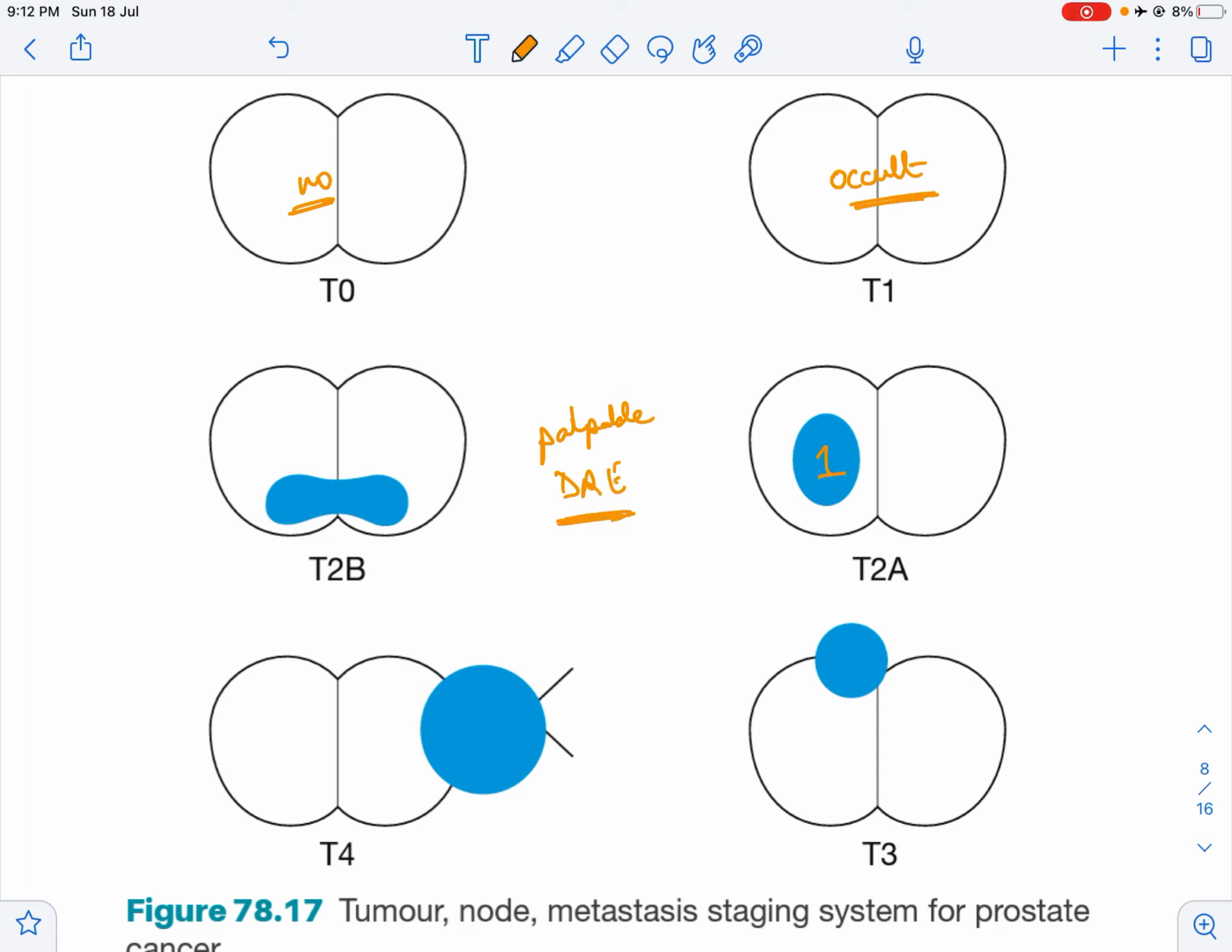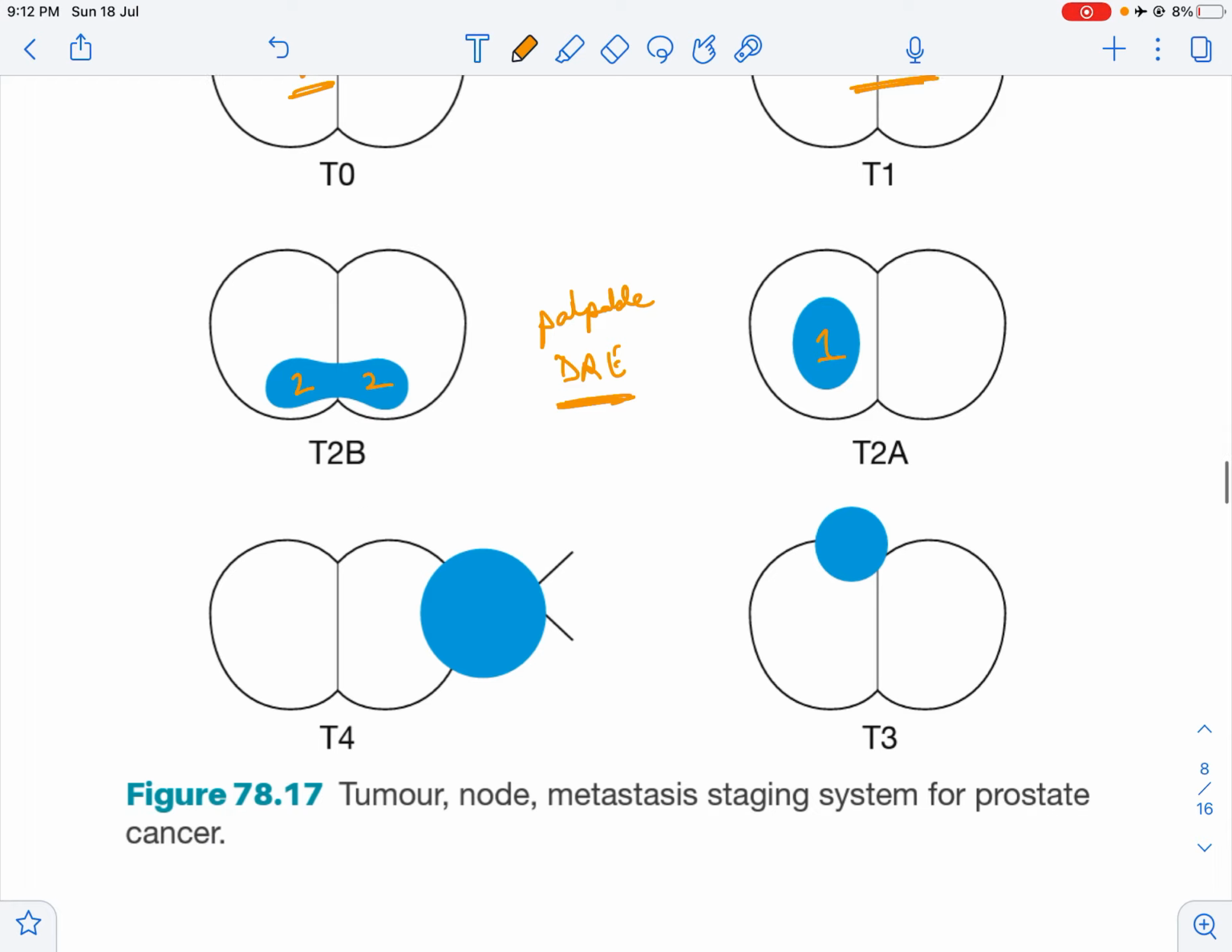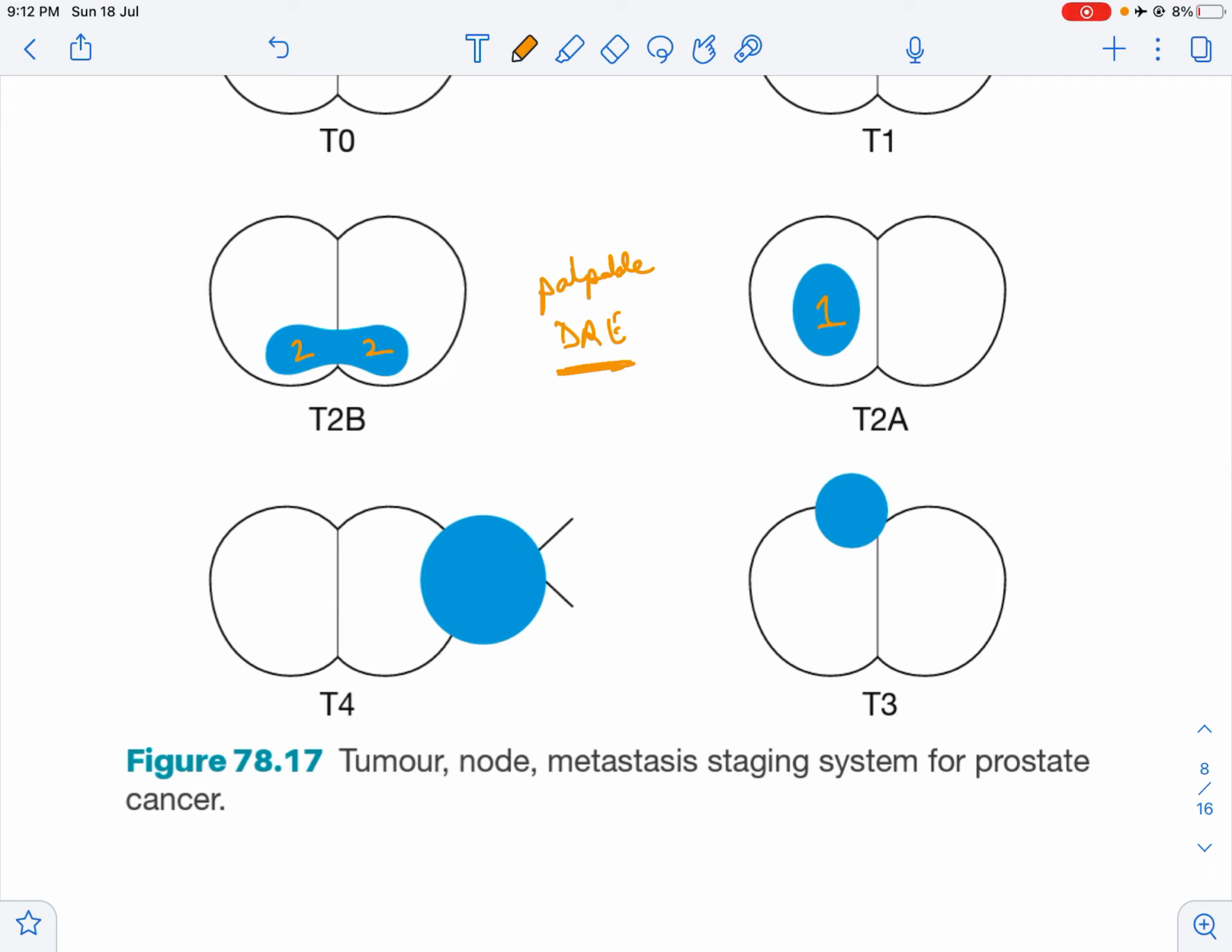T2A means it is in one lobe. T2B means it is in both lobes. But you should note that this tumor is present within the prostate and it does not involve the capsule of the prostate gland. T3, as you can see, this tumor has invaded the capsule. It can either be unilateral, or there can be one tumor which has both, on the right and on the left. This is also called T3. So this is unilateral and this is bilateral. T4 means it is either fixed to surrounding tissue or it has invaded surrounding tissue.